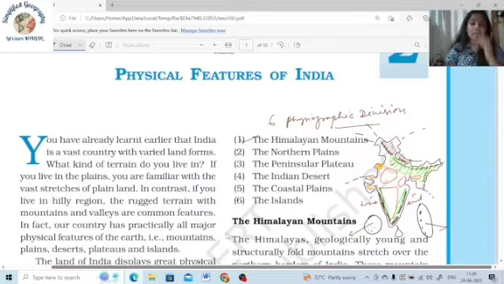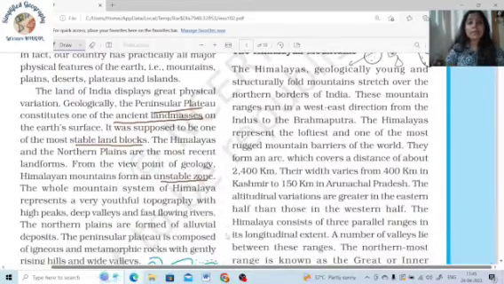Okay, so let us start with the Himalayan mountains. The Himalayan mountains are geologically young. Why these are young, we have already dealt with: the Eurasian plate and the Indo-Australian plate are still in motion, and in between, sediments are being folded up. So these mountain ranges, this fold mountain, stretch over the northern borders of India. These mountain ranges run from west to east of our country.